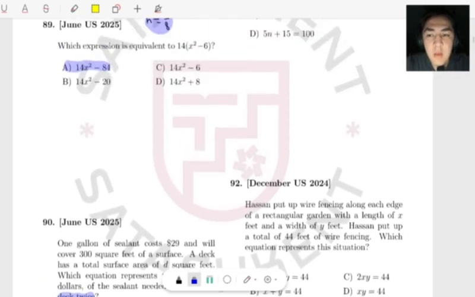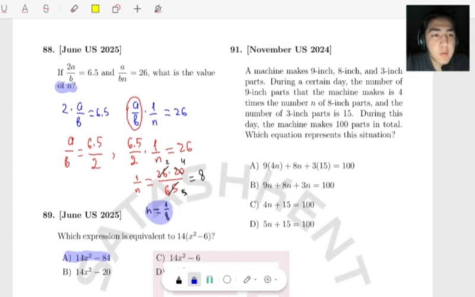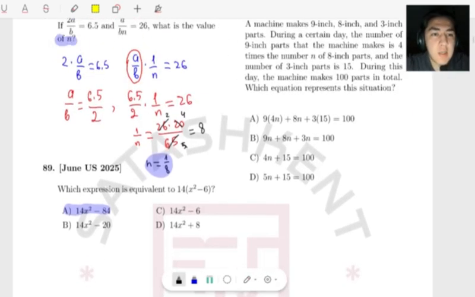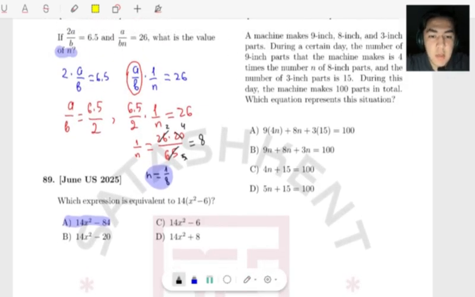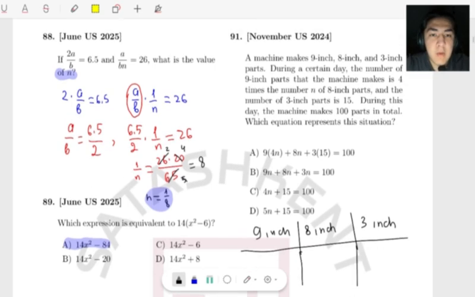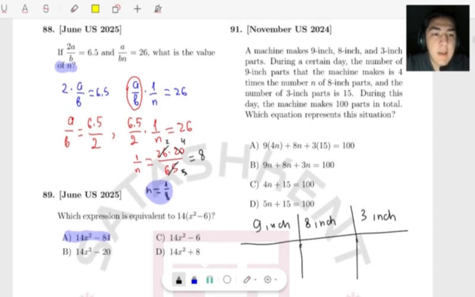Let's go. Question number 91. A machine makes 3 types of parts. Let's say you have 3 types, right? 9-inch, 8-inch, and 3-inch. So let me write them down. 9-inch, 8-inch, and 3-inch. So now, during a certain day, the number of 9-inch parts that the machine makes is 4 times the number n of 8-inch parts.